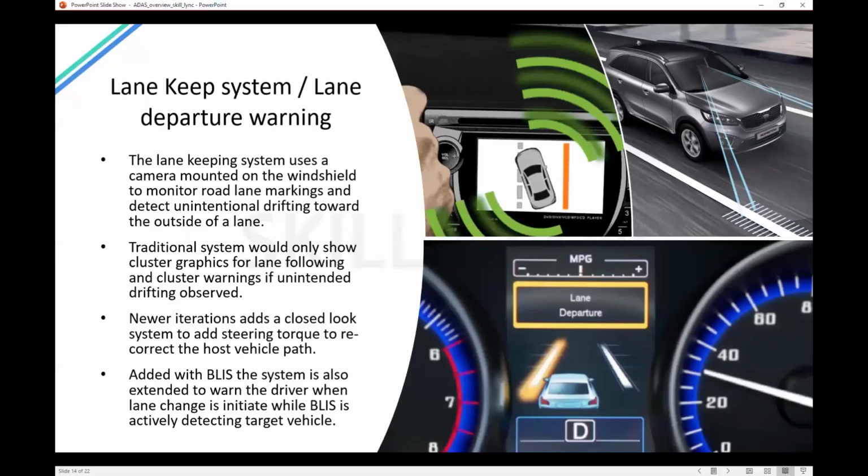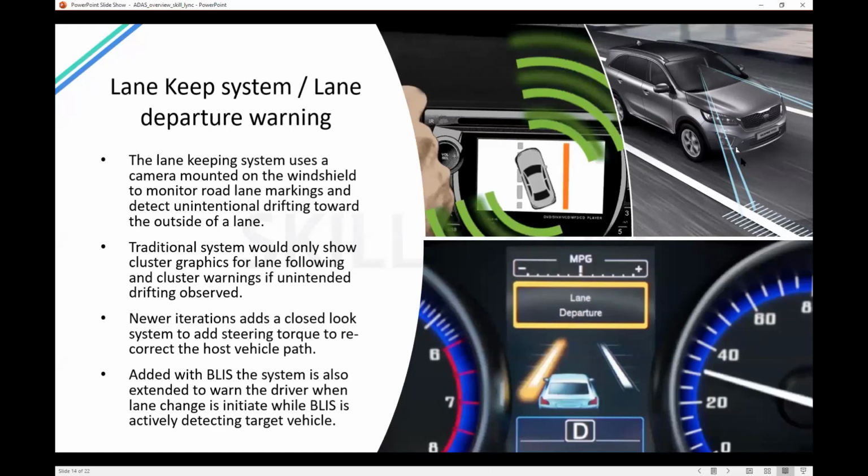So the next feature I want to talk about is lane keep system and/or lane departure warning. Now this should be pretty easy to understand because we already talked about the driver alert system, and this is a similar logic. Basically, the front windshield camera looks at the lane lines, and it looks at the geometry of the lane.